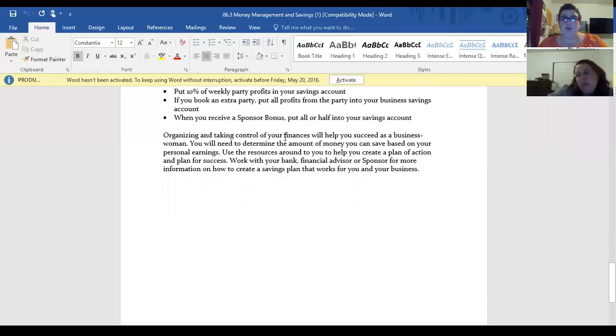Organizing and taking control of your finances will help you succeed at this business. You need to determine the amount of money you can save based on your personal earnings. Use the resources provided to you, and create a plan of action and a plan of success. Work with your bank and your sponsor. All those are great people to work with because they've been in the business a hot minute or they know about money. Those are always great helpers.